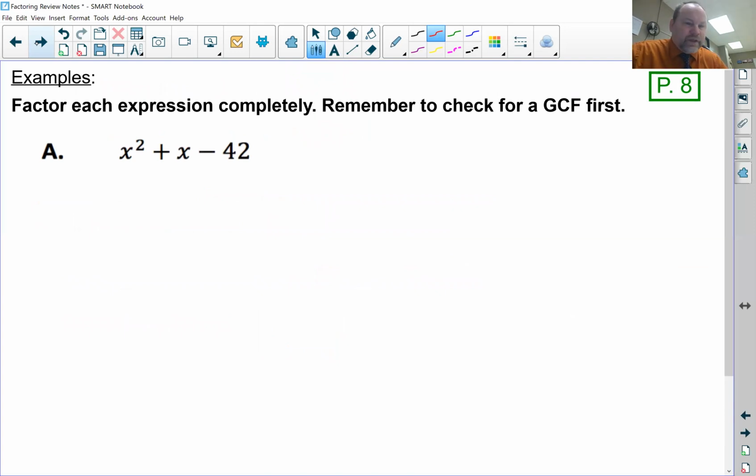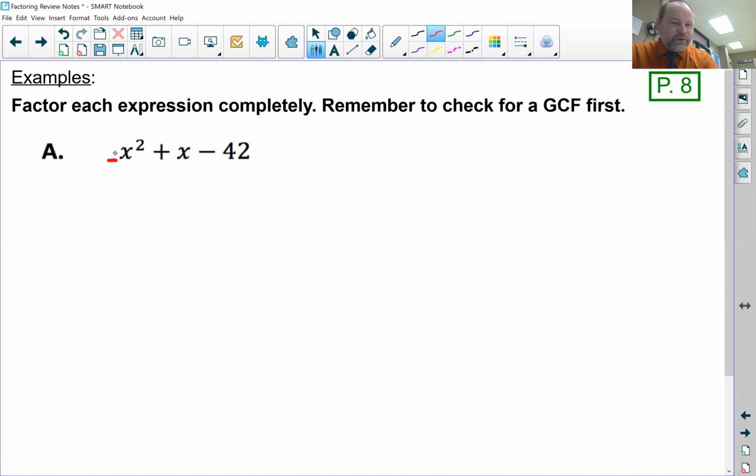All right. Factor each expression completely. Remember to check for a GCF first. So if there is not a number in front of our first term, we don't have to worry about a number being our GCF, but we should check to see if we have variables in every term. In this case, we do not have a variable in all three terms, so there's not going to be a GCF. The GCF is 1, and we don't have to worry about it.